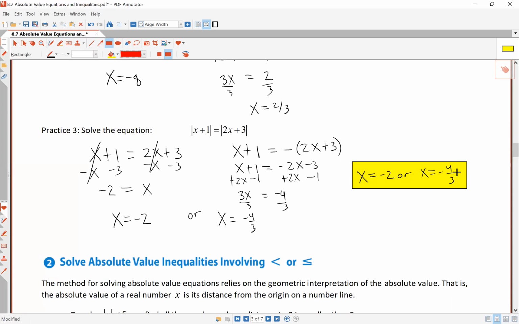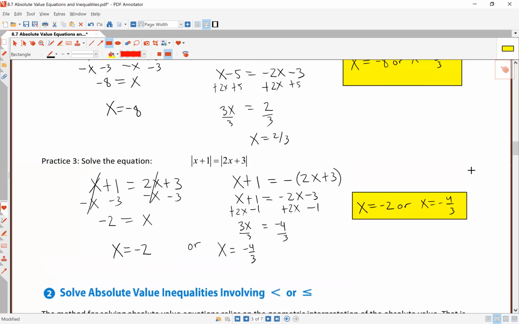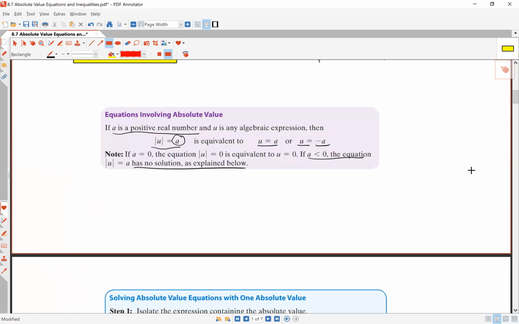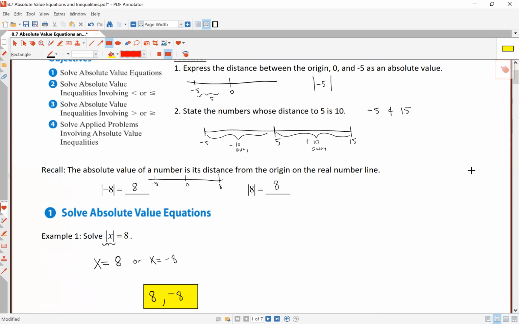And this concludes the video for section 8.7, absolute value equations and inequalities. Objective 1, solve absolute value equations.